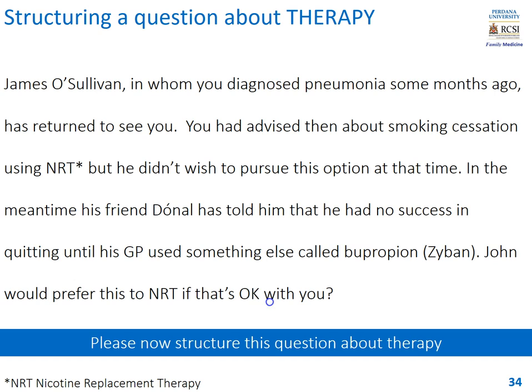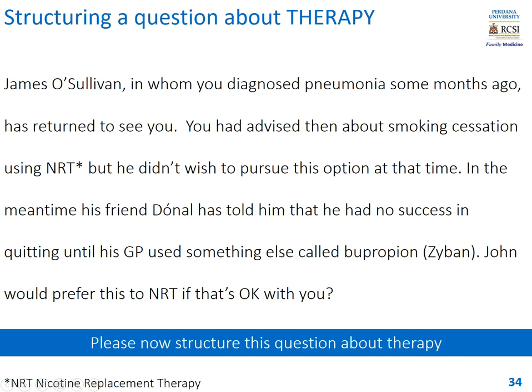Let's look at another case. This is James O'Sullivan, the man in whom you diagnosed pneumonia sometime earlier. He's now come back to see you. Originally, you had suggested nicotine replacement therapy, but in the meantime, his friend Donald had no success with that whatsoever until his doctor gave him this other compound called bupropion.